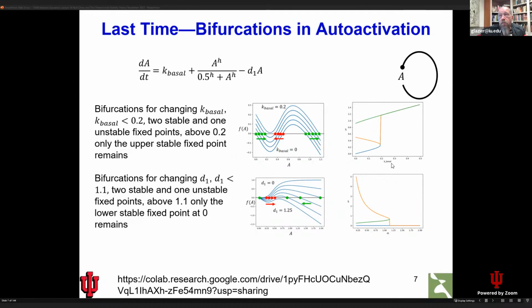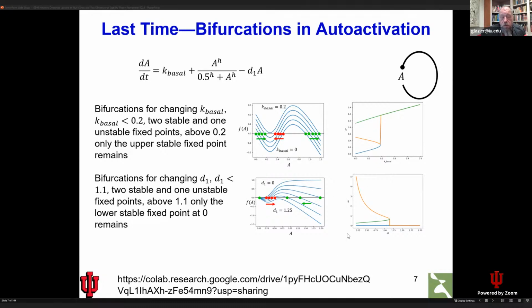If we make K Basel too big, then we get a single stable fixed point at the high value. Notice there's no discontinuity at K Basel equals 0.2. The lower fixed points disappear, but the upper one doesn't do anything special. And what's happening there, if we look at these equations, K Basel is essentially a source of material that's being dumped into the system. If we dump material in at a big rate, then this Hill function doesn't do anything. Basically might as well not be there. It's just K Basel minus D1A, which has a fixed point of K Basel over D1.